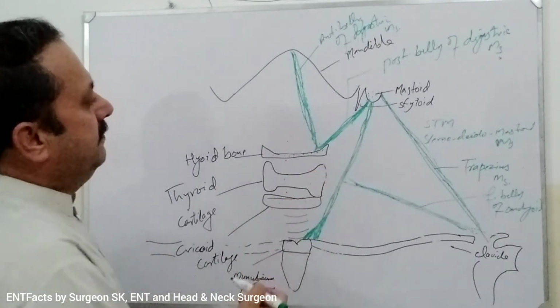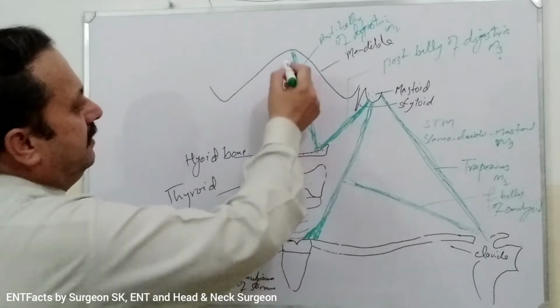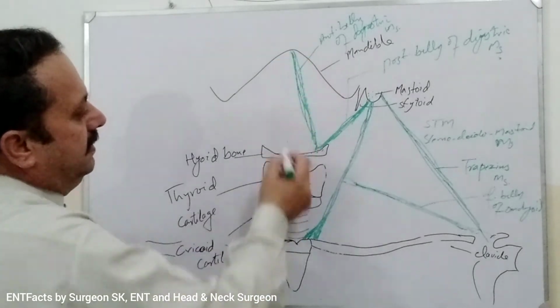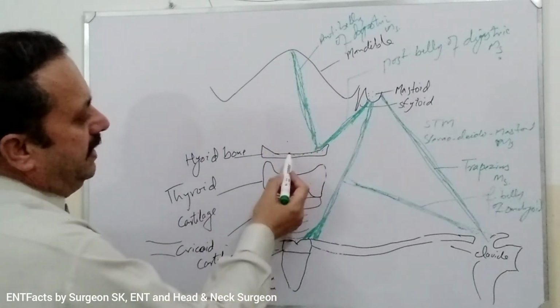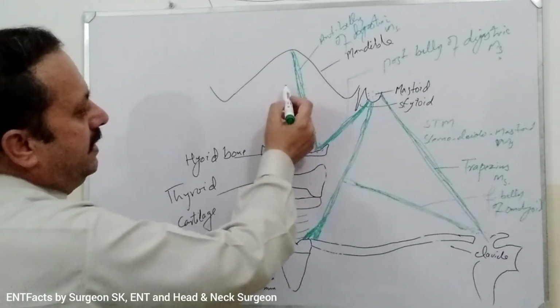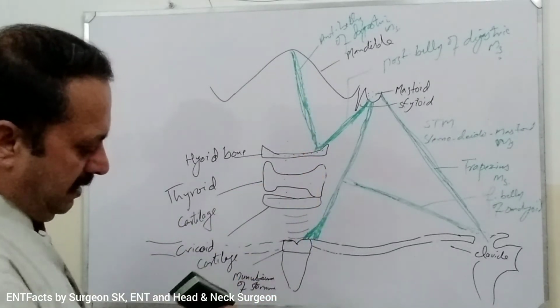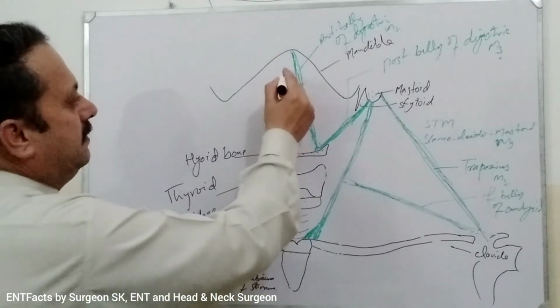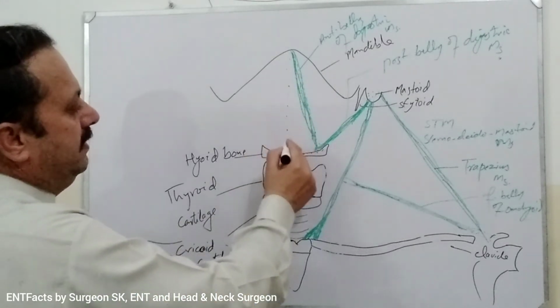In the same way, if you see here, this is the midline, this is the anterior belly, and this is the body of the hyoid, superior border. Here also a triangle is formed. This is called submental triangle, if you see here.